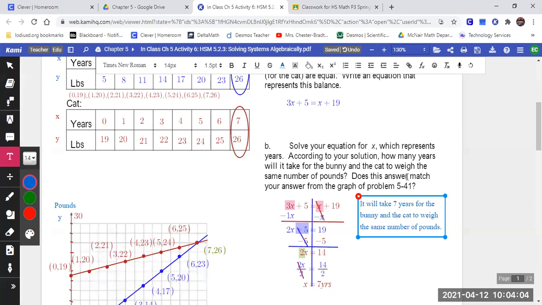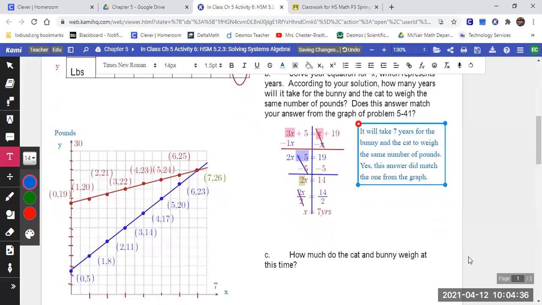Okay. Does this answer match with your answer in the graph on page 5-41? Was it 7 years on the graph? Yes or no? Yes. This answer did match the one from the graph. Okay. So far, so good? Any questions? Okay.